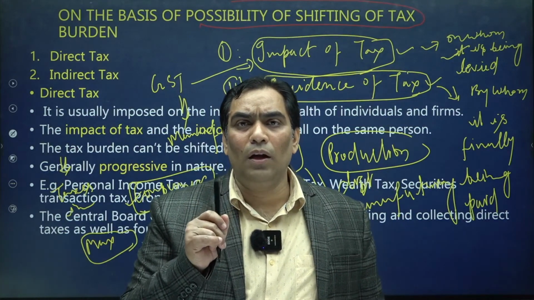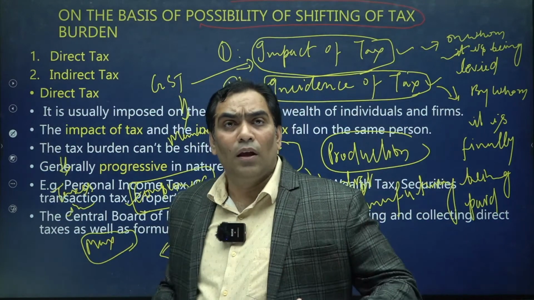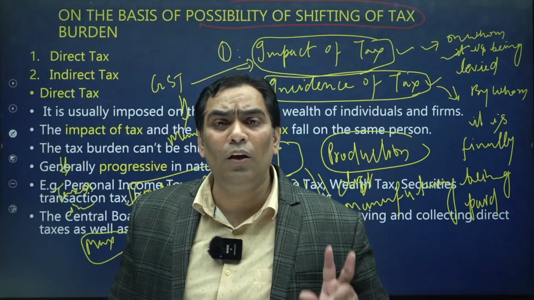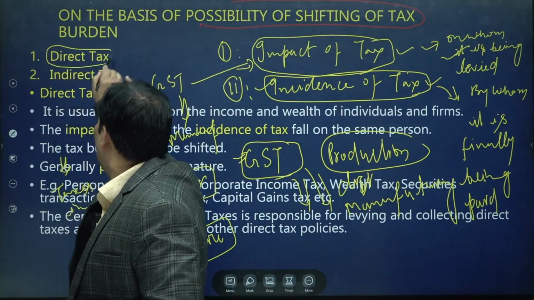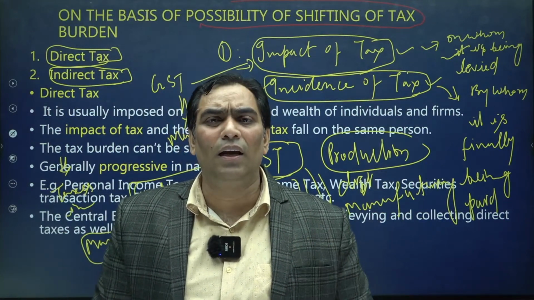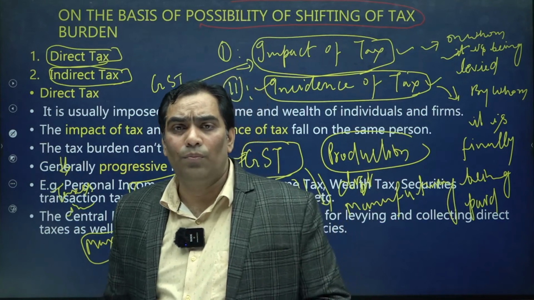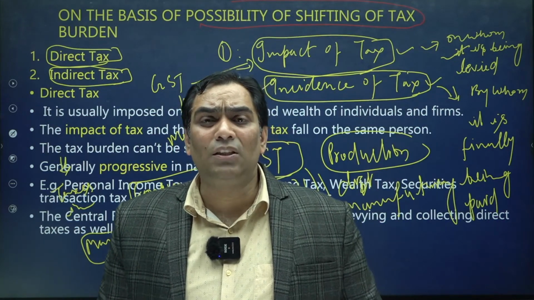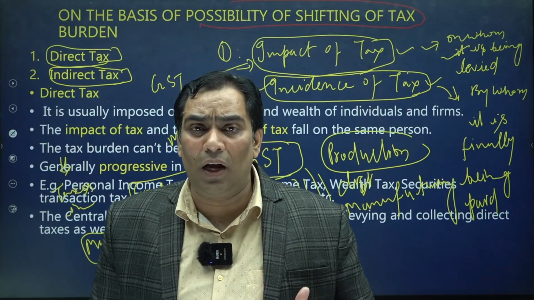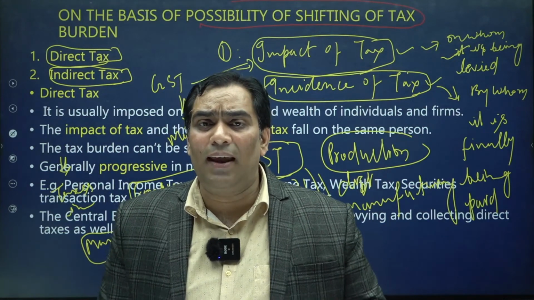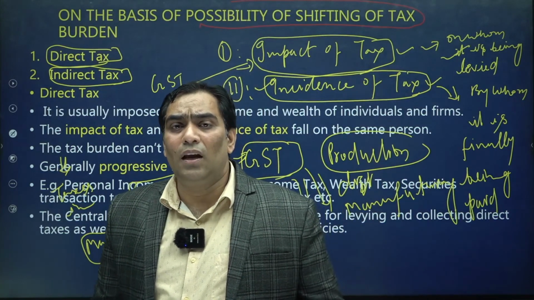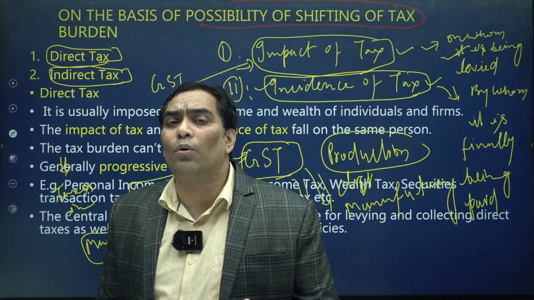So when we talk about whether the tax burden can be shifted or not, on the basis of that only we can divide the taxes into two categories. One is known as direct tax, other is known as indirect tax. Direct taxes are those taxes which are levied on the income or wealth of the individual, and the incidence as well as the impact of taxes are on the same person. That means the tax burden cannot be shifted to others.